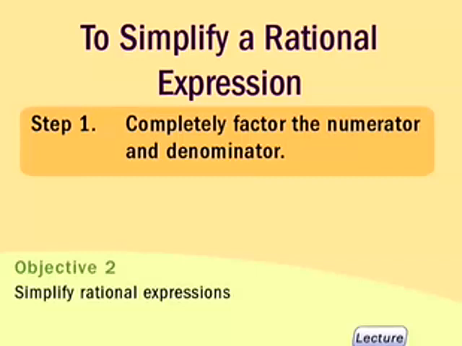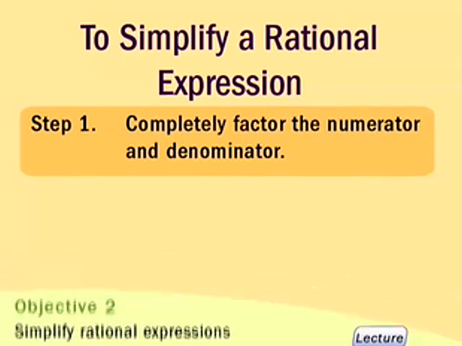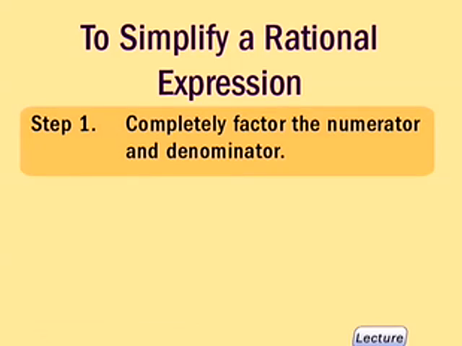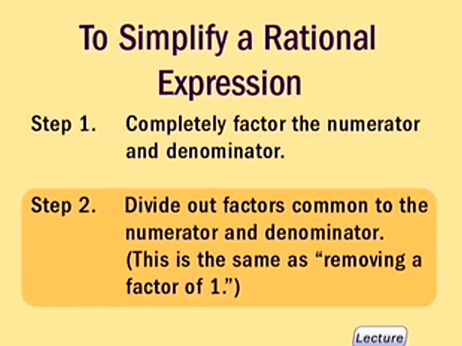So here's how we simplify a rational expression. Step 1, completely factor the numerator and denominator. Step 2, divide out factors common to the numerator and denominator. This is the same as removing a factor of 1, and I'll show that in just a moment.